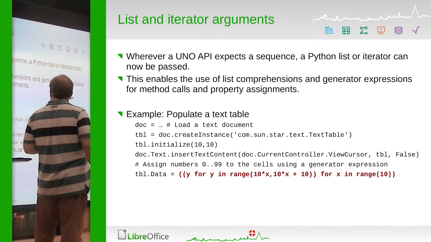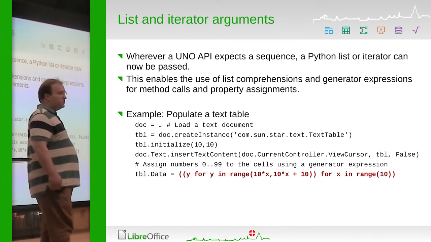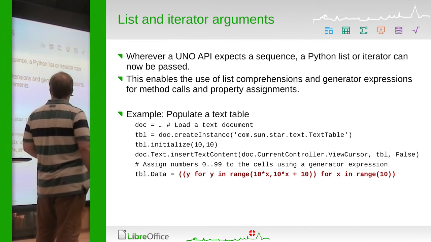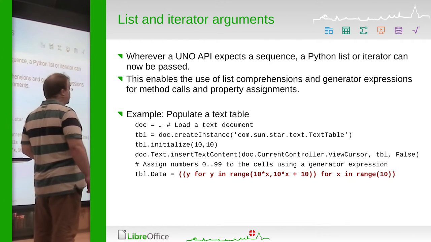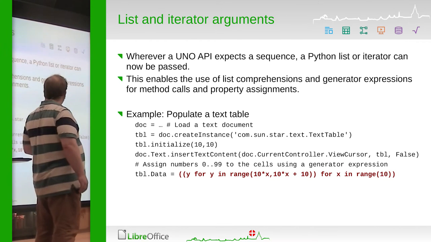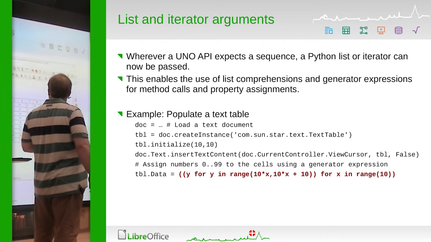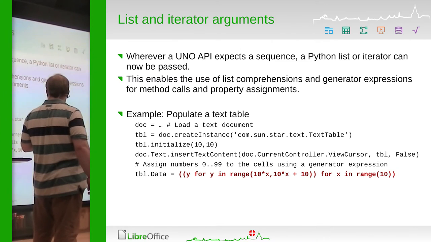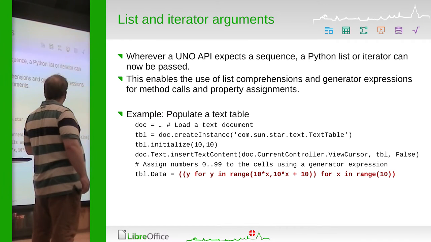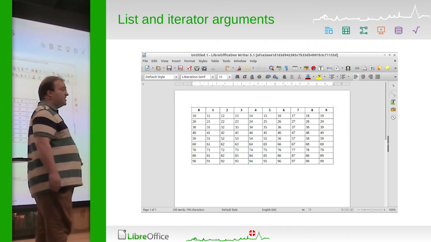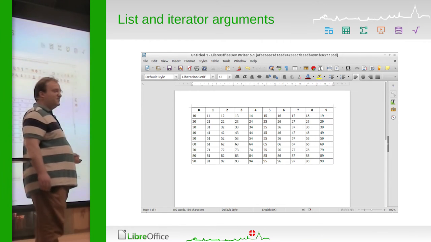A neat trick: anytime you have something which, in this case, my example is the data array of a table, which presents the content of a table as an array, you can now assign a generator expression to that directly, or in fact, anything which is iterable. So, a simple example of the result of doing this. Use this generator expression and make the numbers into a table. I'm sure if you have to use this, you can find something more interesting to do.